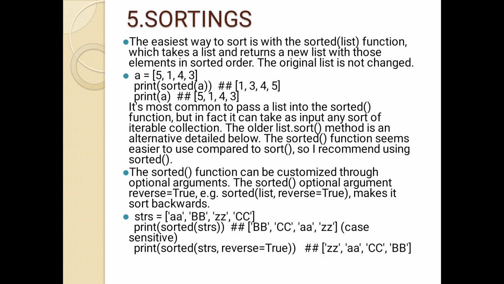Fifth point. Sorting. The easiest way to sort is with the sorted(list) function, which takes a list and returns a new list with those elements in sorted order. The original list is not changed. a is equal to [5, 1, 4, 3]. Print sorted(a). Output is 1, 3, 4, 5. Print a. Output 5, 1, 4, 3. It's most common to pass a list into the sorted function.